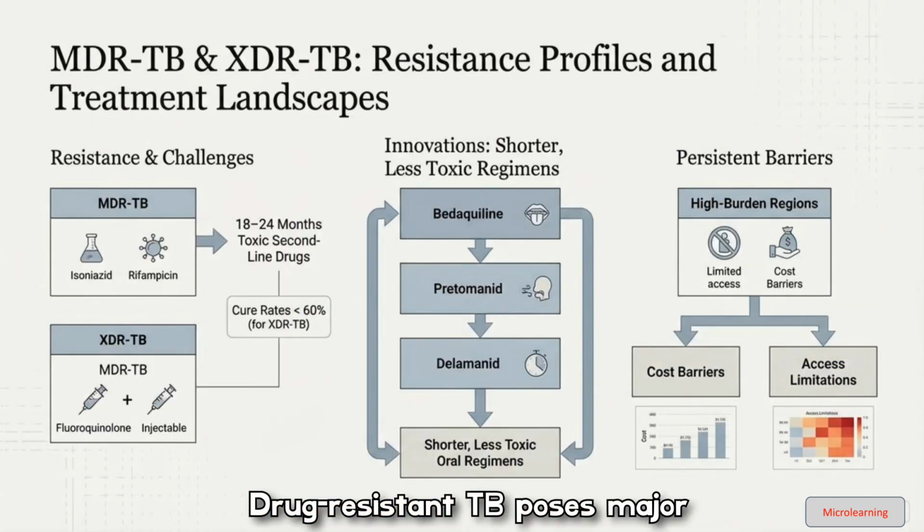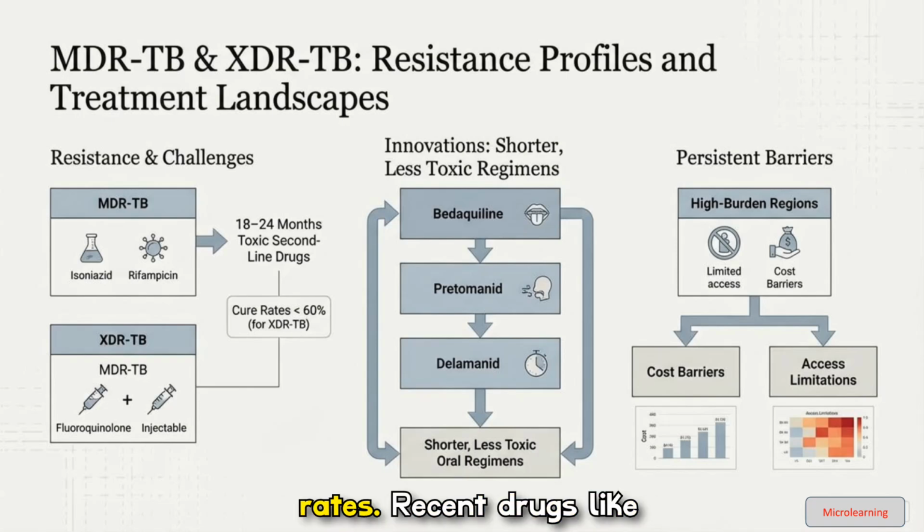Drug-resistant TB poses major challenges. MDR-TB resists isoniazid and rifampicin and often needs lengthy toxic therapies, while XDR-TB adds resistance to fluoroquinolones and injectables with poor cure rates. Recent drugs like bedaquiline, pretomanid, and delamanid are enabling shorter, less toxic oral regimens, but persistent cost and access barriers limit their impact in high-burden regions.